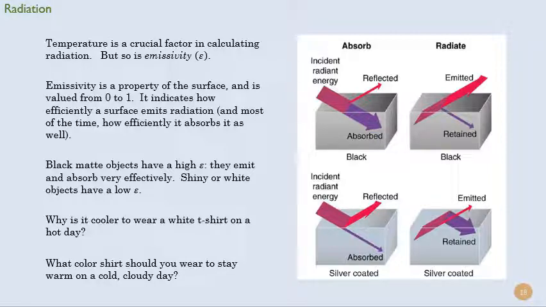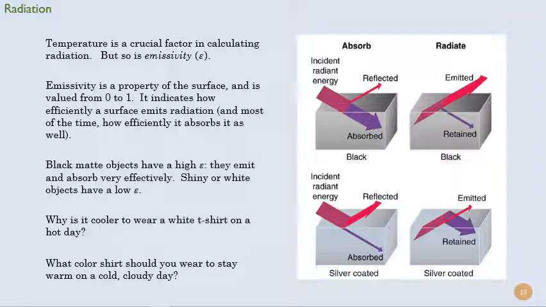Well, we have the same situation: generally, if something emits radiation well, it also absorbs it well. Okay, so a black t-shirt would absorb solar radiation, but it's also going to emit the radiation from your body temperature. So on a cold, cloudy day when there's no solar radiation and everything around you is cold, you want to wear something white so that you're not losing a lot of heat to your environment.